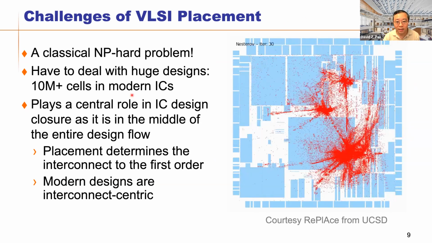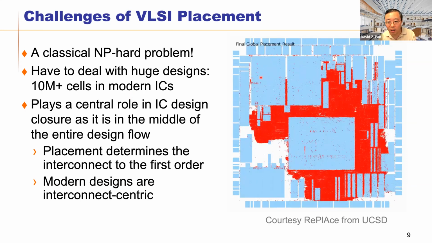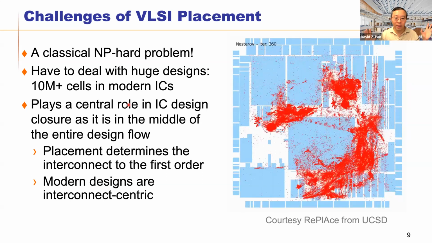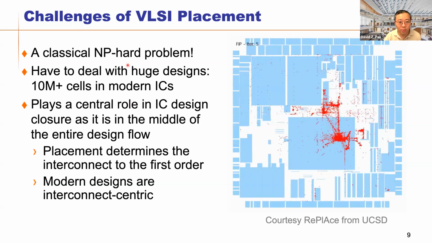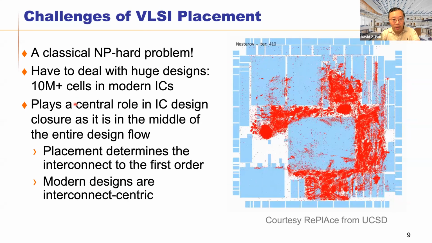Your job is to not allow any overlap between these cells and blocks, and to minimize the total wire length, or some timing or power or other metrics. This problem is a classical NP-hard problem. It's a very hard problem because of the non-overlapping constraint.